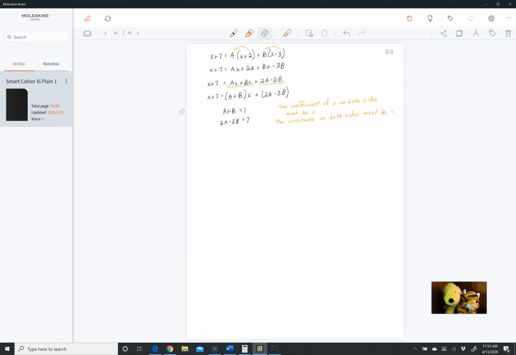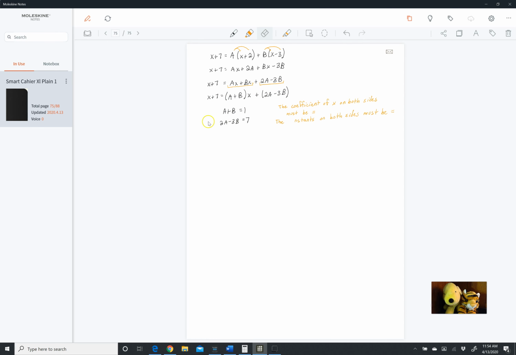And we've certainly done this before where we've said the bases are equal, so the arguments are equal, or the bases are equal, so the exponents are equal, or we just did it recently with the rational expressions where we said the denominators are equal, so the numerators are equal. This is the same idea. The coefficients have to be equal. So a plus b is equal to 1 because the coefficient of x is 1. 2a minus 3b is equal to 7 because they both represent constants.